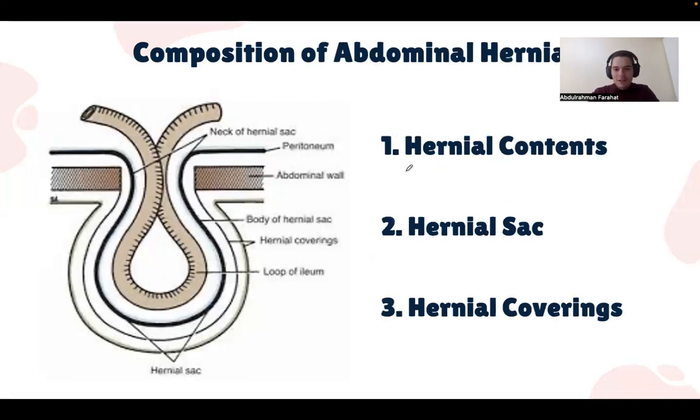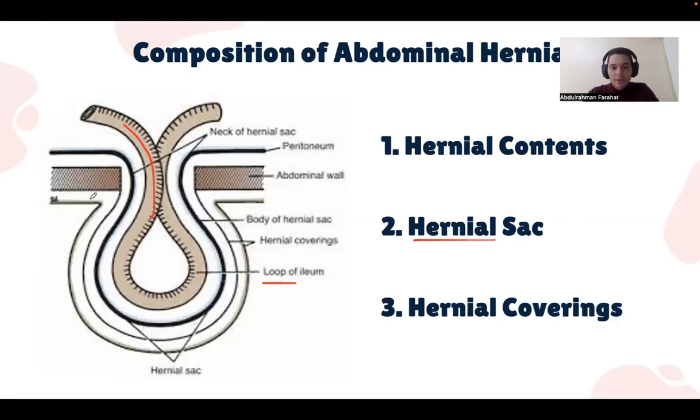Now, for the composition of the abdominal hernia, we have three things we need to speak about. First of all, the hernial content, as the name suggests. What is the hernia essentially? What is the protrusion of? What abdominal part protruded? In this case, you could see these are loops of ileum, and so this would be the hernial content.